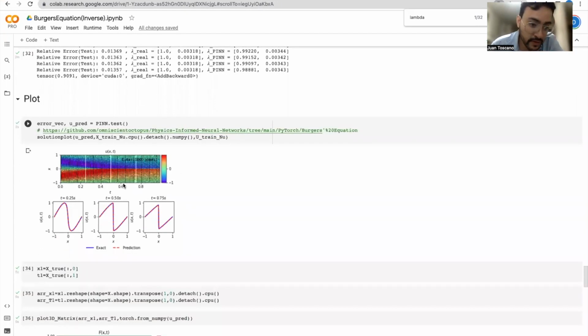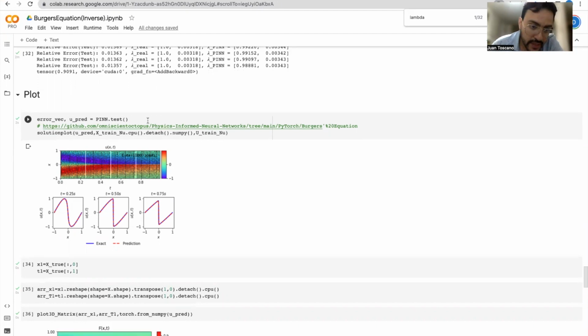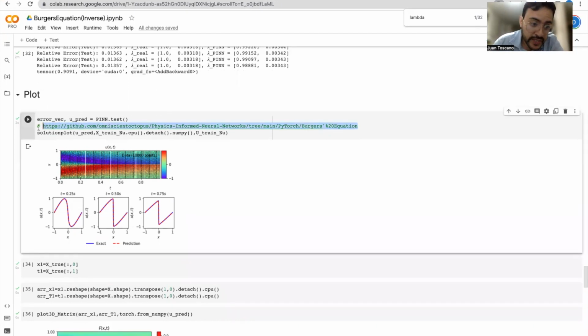And this is the plot of our solution. Here the black dots represent the training points, and I obtained this code from this repository, so please review it if you have time. It's pretty nice because this is quite similar to what Dr. Raissi showed in his paper.